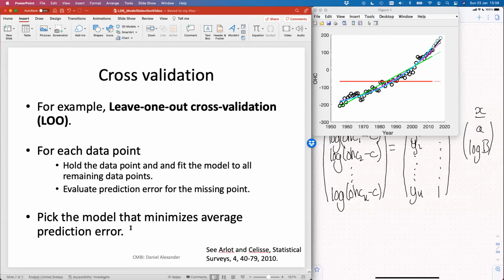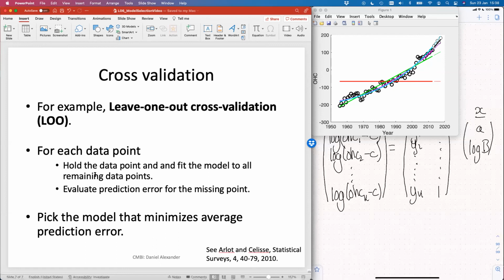So there are lots of flavors of cross-validation. I'm not going to go through them all. I'm just going to focus on one, which is leave-one-out cross-validation, and how we can use that for model selection. Very simple procedure outlined in these bullet points here.